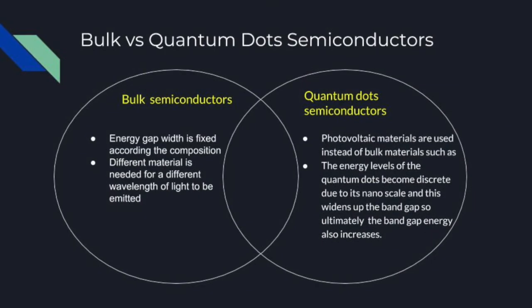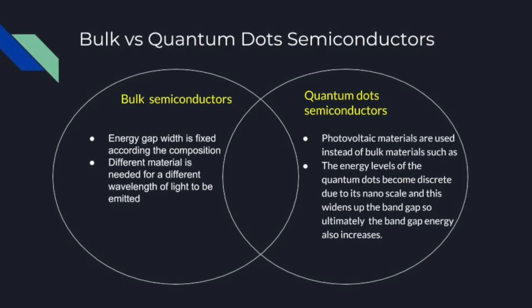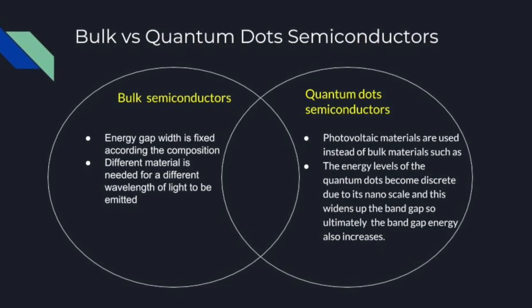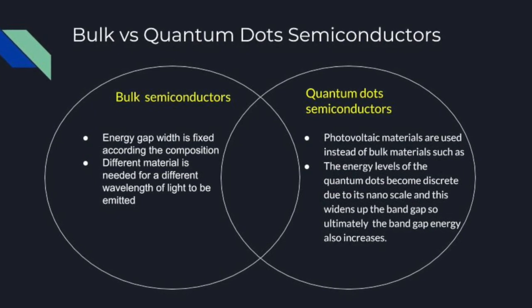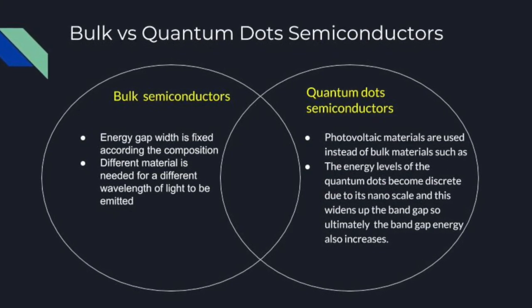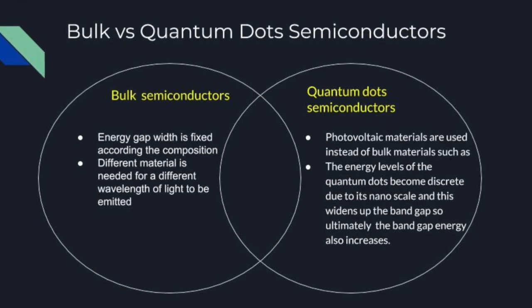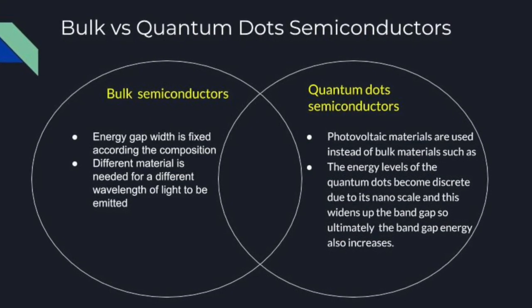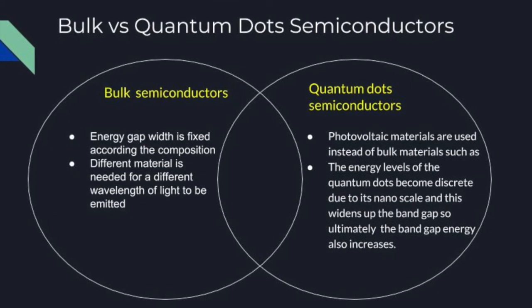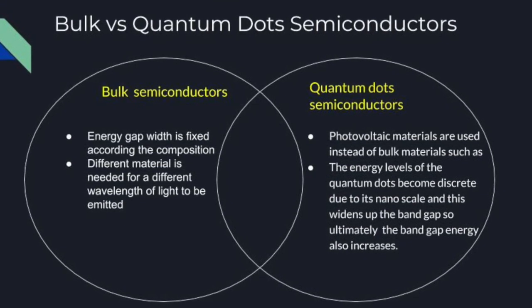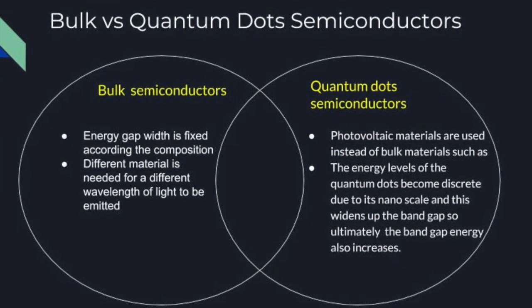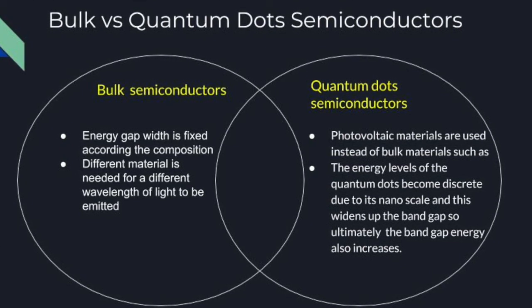So, bulk semiconductors versus quantum dot semiconductors. There are several differences between them. In bulk semiconductors, you have a fixed energy gap width. So to change the gap width, you need to change the material in order for a different wavelength of light to be emitted. On the other hand, quantum dot semiconductors use photovoltaic materials like cadmium. The energy levels of quantum dots become discrete due to its nanoscale. Therefore, it can be compared to the particle in a box model.